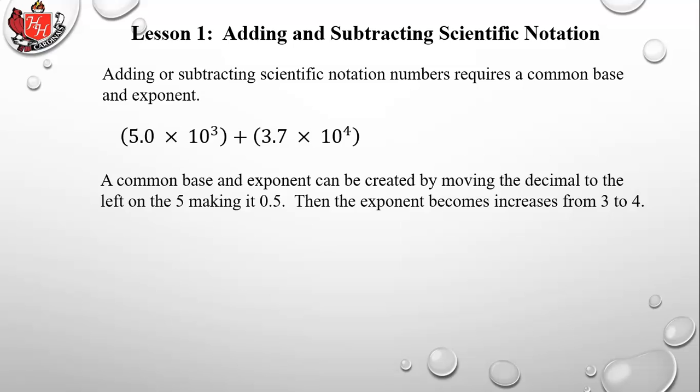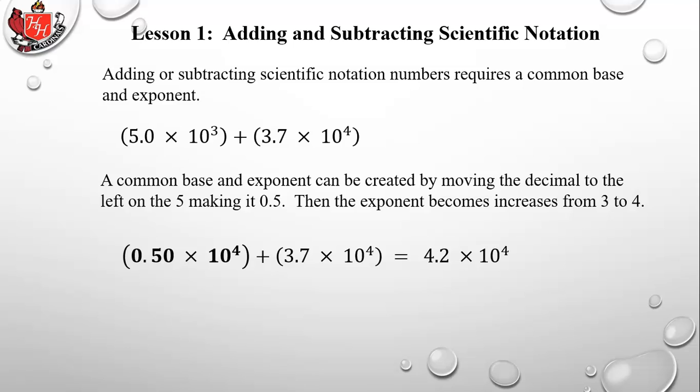And you see that one of the exponents is a 3 and one of them is a 4. So what we need to do is adjust the decimal on one of the two. It doesn't matter which one, but one of the two must be adjusted so that we can change the exponent so that they have the same exponent. So a common base and exponent can be created by moving the decimal to the left on the 5, making it 0.5. So on that left number, we're going to move the decimal over to the left, so you get 0.5. Then the exponent increases from 3 to 4.